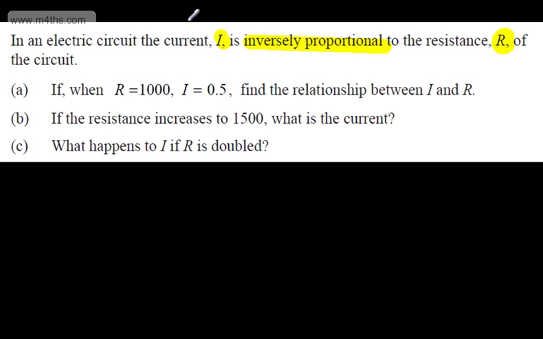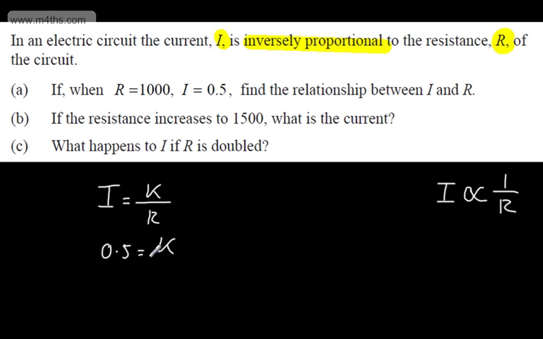So it's now a linear relationship. So we've got no square term, cube term, or square root. And we can write that I is equal to K over R. Again, if you wanted to write now that I was inversely proportional to 1 over R, you're more than welcome. At this level, this statement is perfectly fine. So let's substitute in these values. We're going to have 0.5 will be equal now to K over 1000.